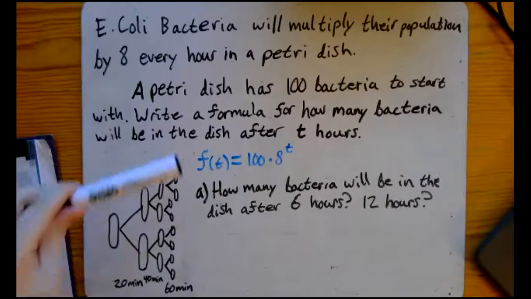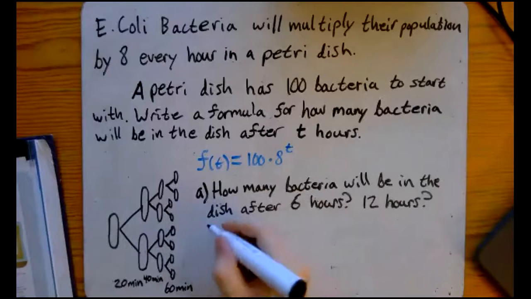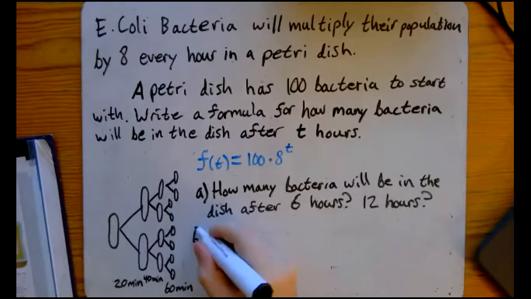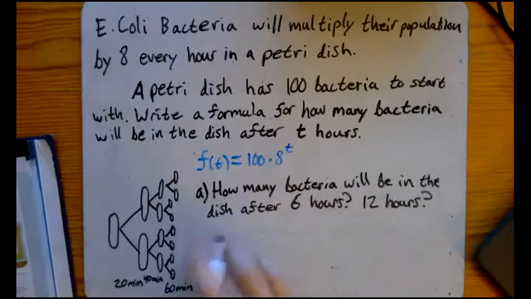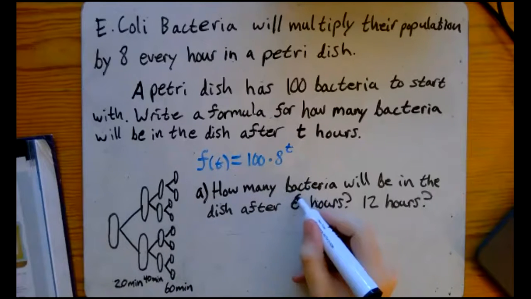Well, we have our formula. We can answer this pretty easily. So starting with 100 bacteria, which is really very, very few bacteria. These guys, E. coli, is an itty-bitty little bacterium. So how many will there be after 6 hours?